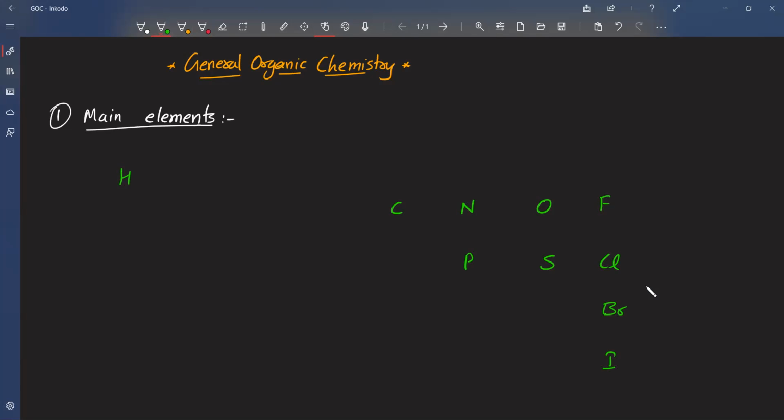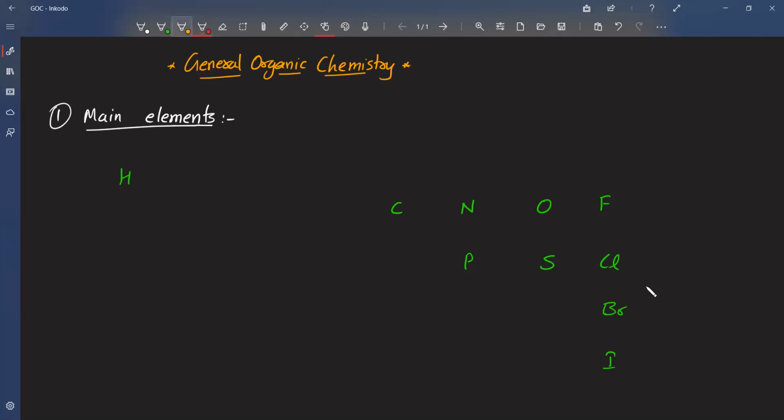The compounds which you will see mostly will have only these elements. In fact, you won't see anything in your 11th, 12th standard other than these elements.